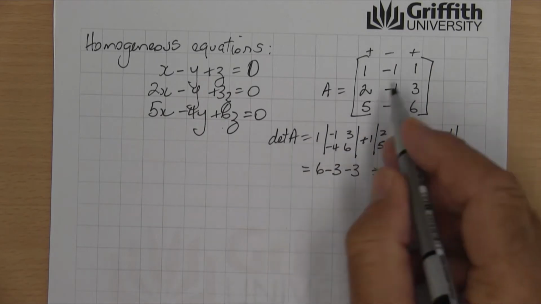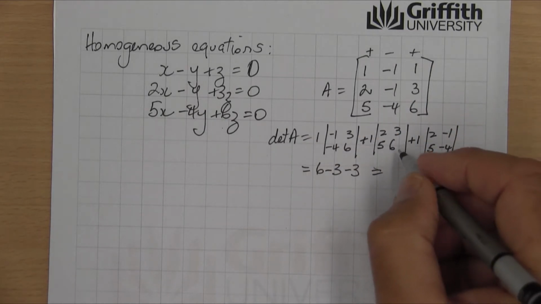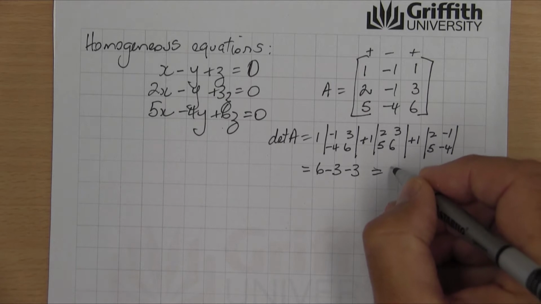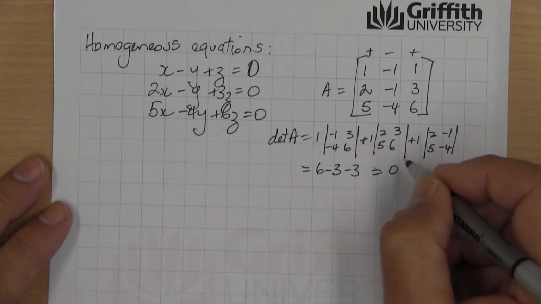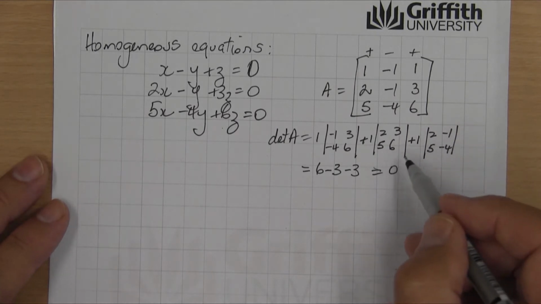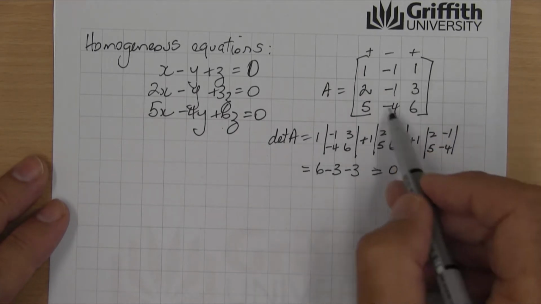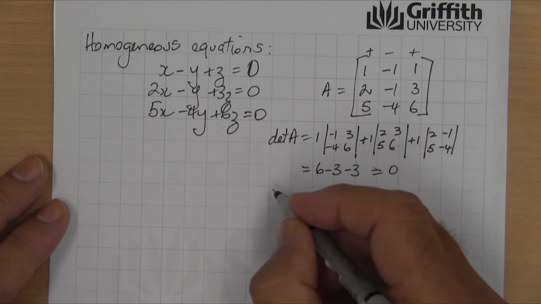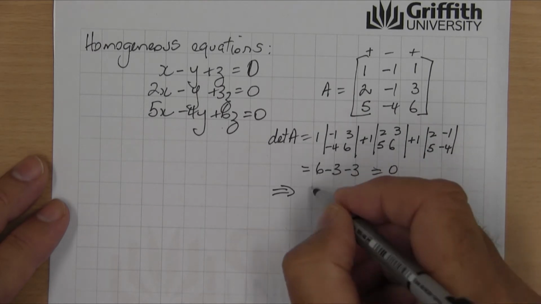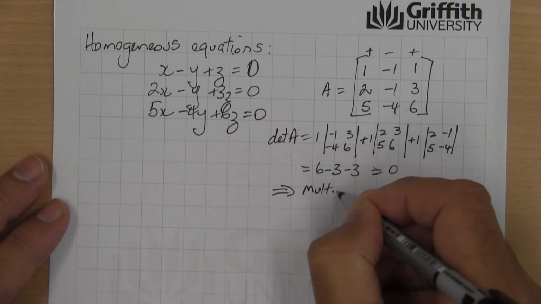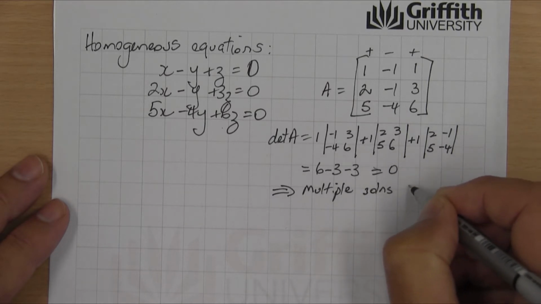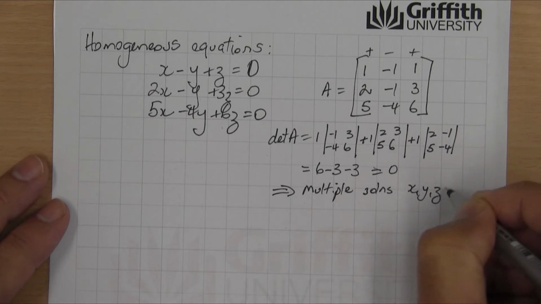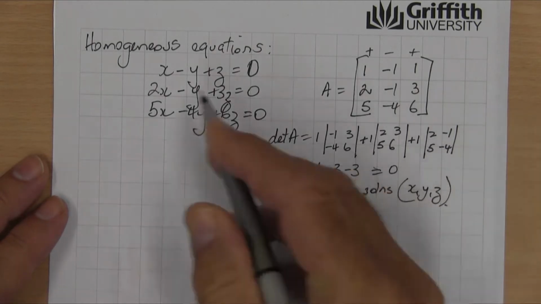And so the determinant of this matrix will be equal to 0. Now, we said in the previous lecture the theory is that if the determinant of this matrix is equal to 0, that implies that we're going to get multiple solutions for x, y, z. Okay, so let's just see.